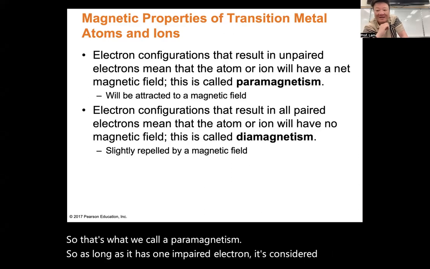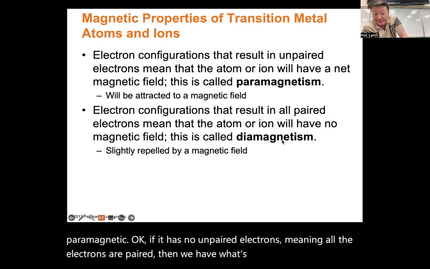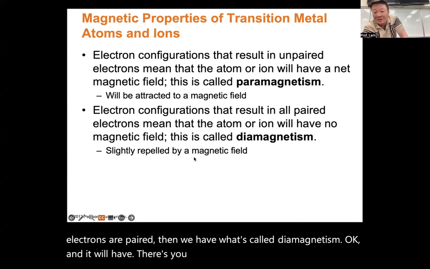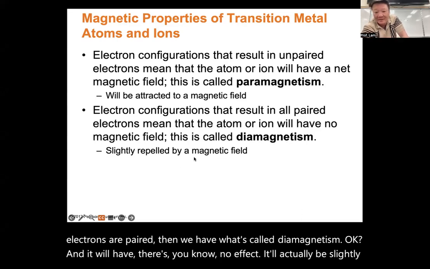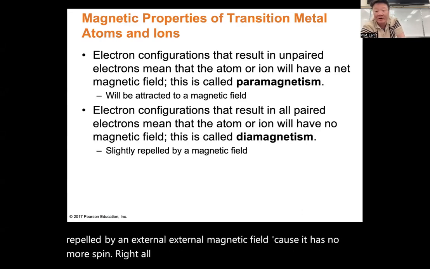If it has no unpaired electrons, meaning all the electrons are paired, then we have what's called diamagnetism. It'll actually be slightly repelled by an external magnetic field because it has no net spin, right? All the spins are paired up.